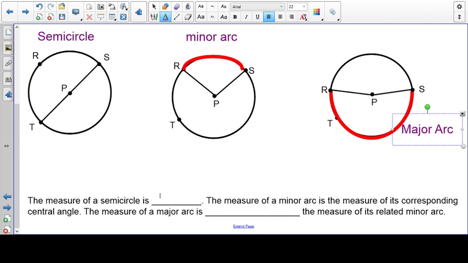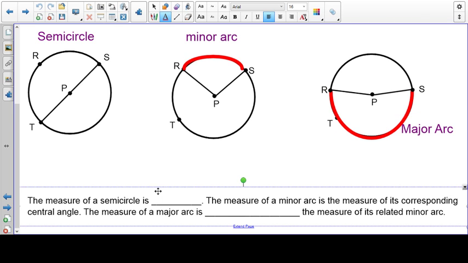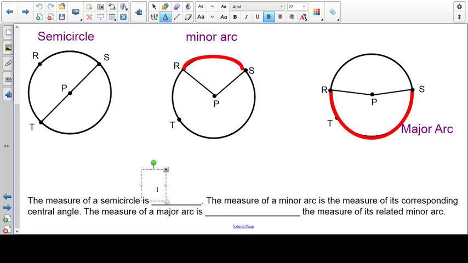Alright, piece of the bottom. The measure of a semicircle is, okay, logically, how many degrees is half of a circle? 180! So the measure of a semicircle is 180 degrees. Make sure you put the degree mark. I can't really type it in on the smartboard.